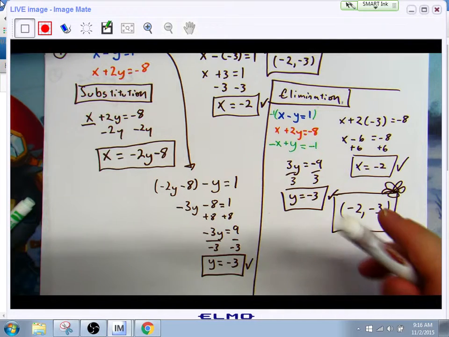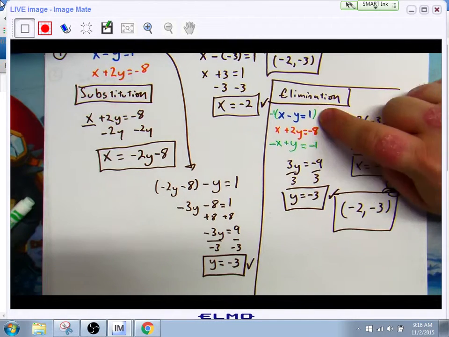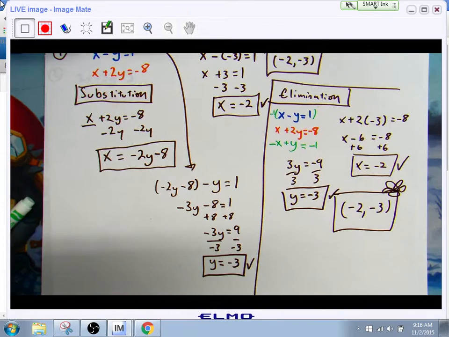He was wondering where you got the negatives from. Right here? Yeah. So that blue or that green step, that's the hard step. That's always the hard step when it comes to elimination, is you have to see what you have to multiply one of the equations by.